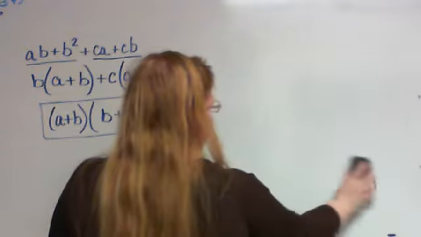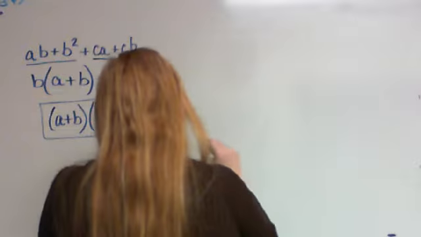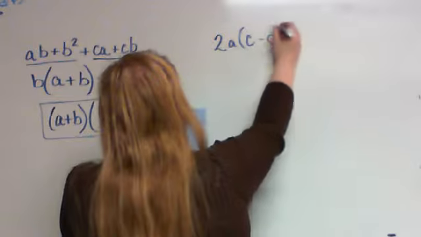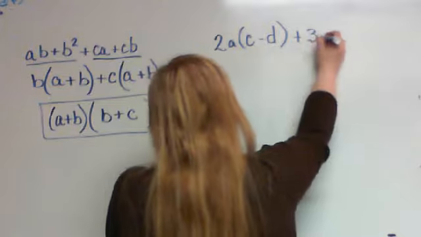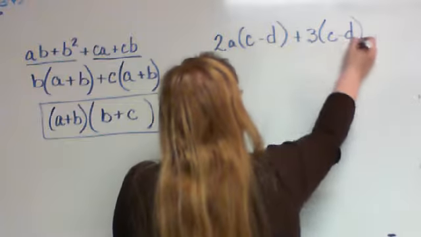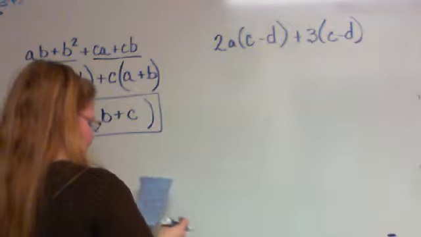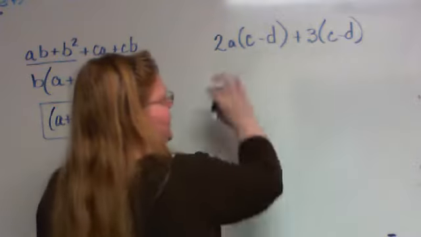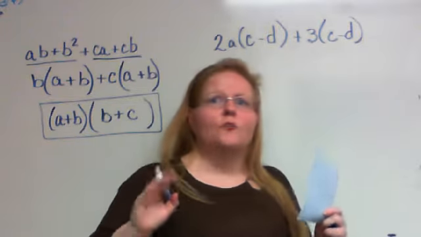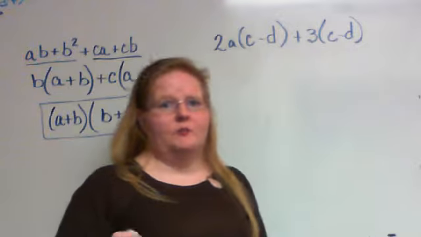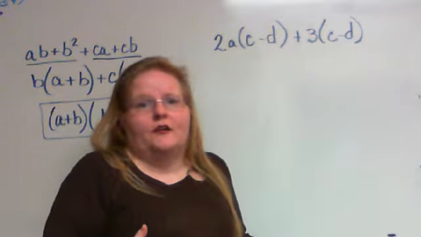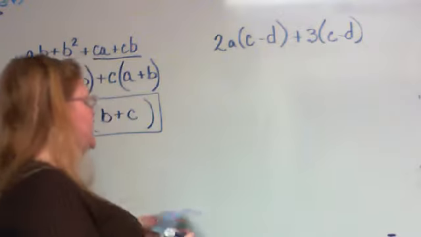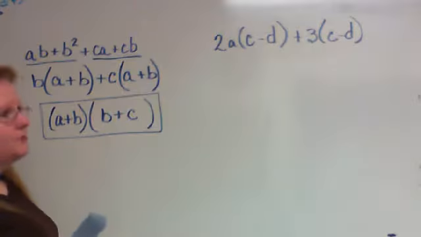Sometimes they like to help you out and start you in the middle of a problem. So you'll get something like 2a times c minus d plus 3 times c minus d, where they've already factored stuff out. You don't want to sit there and multiply it out. Try really hard never to multiply in factoring, because that's always undoing what you're supposed to be doing. You're supposed to be breaking it down, not multiplying it together. Just because we leave it as a multiplication problem doesn't mean we actually want to multiply.